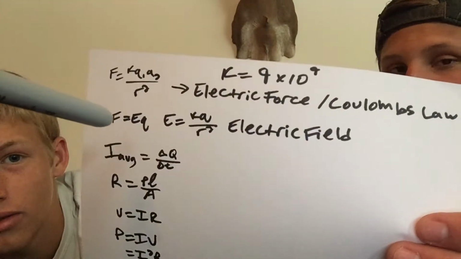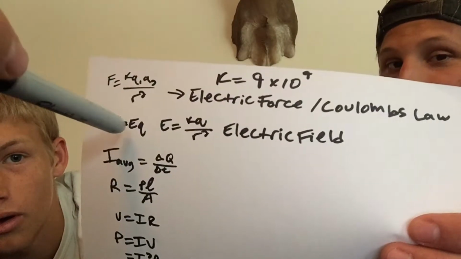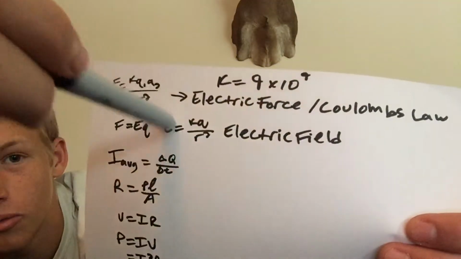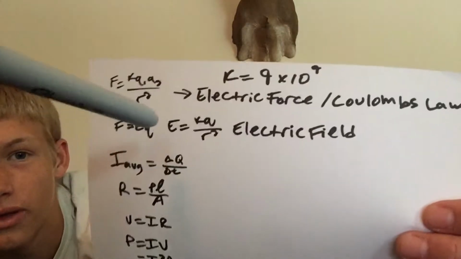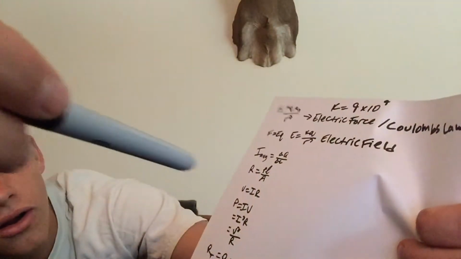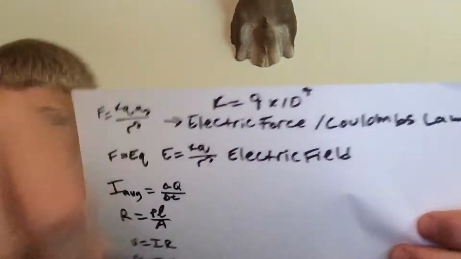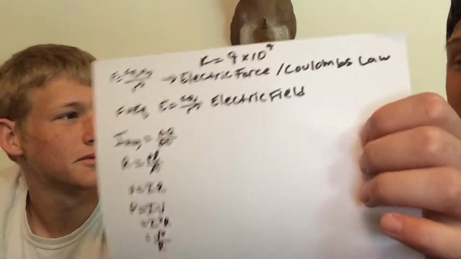And then for the electric field, the field equals that little fancy formula times the charge. So that little fancy formula is KQ over R squared. Yeah, KQ over R squared, and that equals the electric field. So, got anything to add, James? No, I think you covered it pretty clearly.